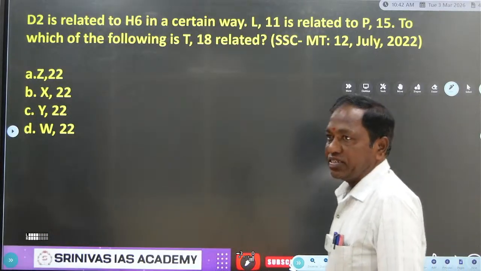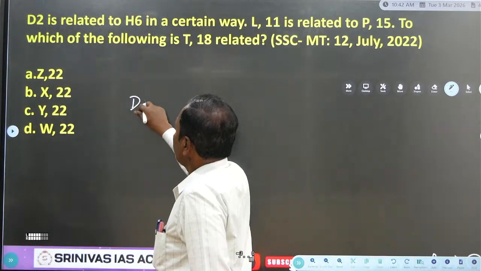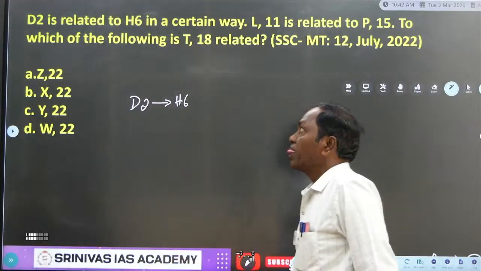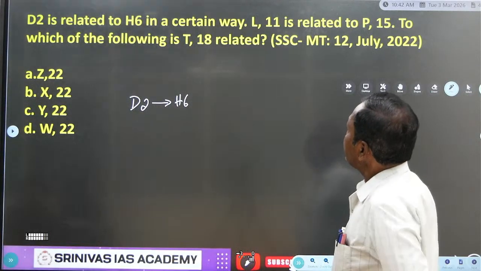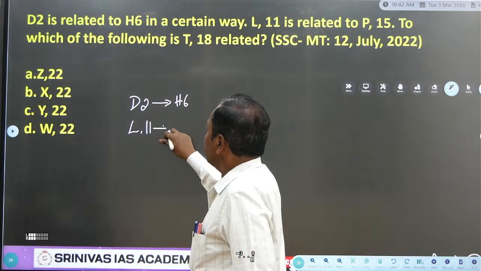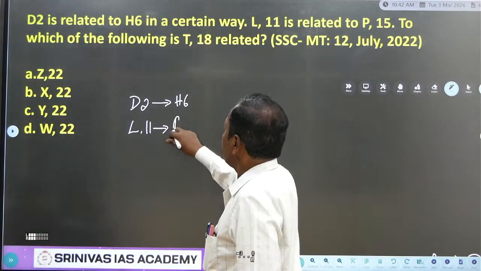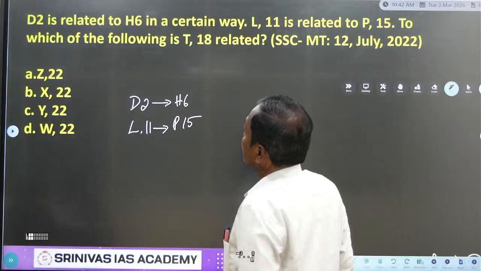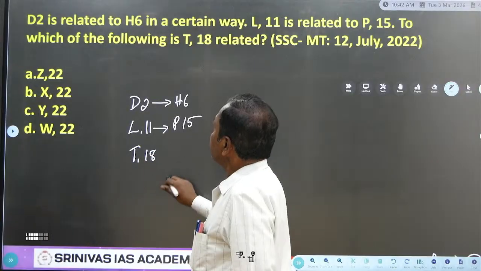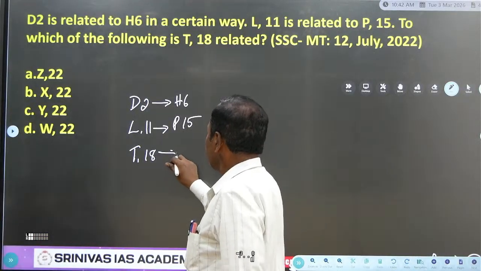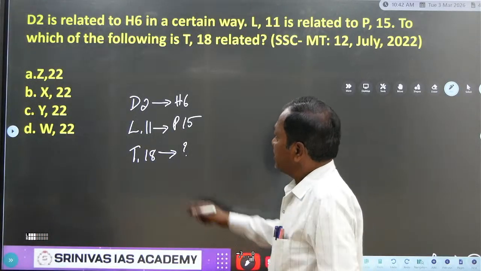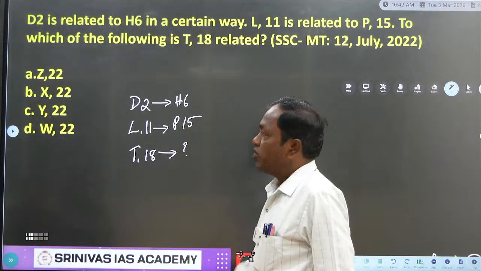D2 is related to H6. We can write like this. In a certain way, L11 is related to P15. To which of the following is T18 related? T18 is related to question mark. Right. Now, see, here 2 is there, 6 is there. Maybe plus 4.